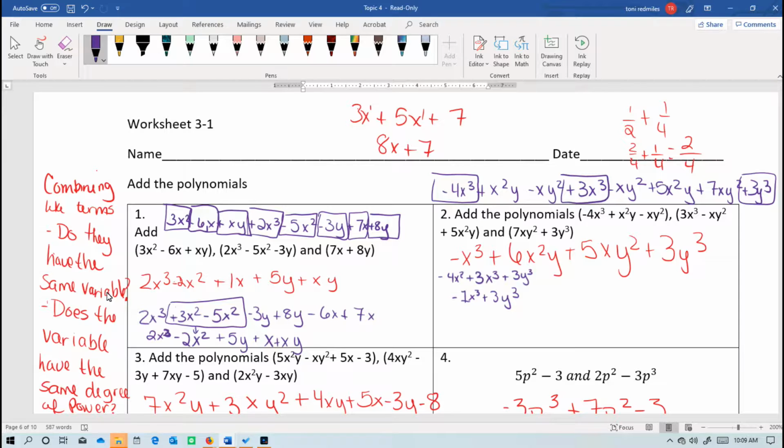Now I have two different types. I have an x squared term with a y, and I have a y squared term with an x. Okay, let's go ahead. In my answer, I did the x squared first. Let's do the y squared first. So this one and this one are like. All right, so a negative xy squared minus xy squared. I feel like there's another one. There is, right here. Plus 7xy squared. They all have an x with a degree of power of 1 and a y with a degree of power of 2.